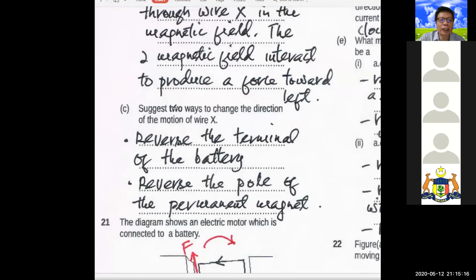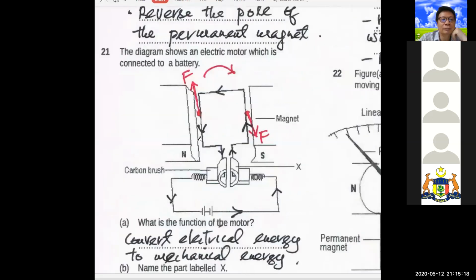Okay, question 21. The diagram shows an electric motor. This electric motor is connected to a battery. Why is this an electric motor? Because we supply current, you see, this is a battery, so that this thing will turn. So this is an electric motor, changing electrical energy to mechanical energy, correct or not?